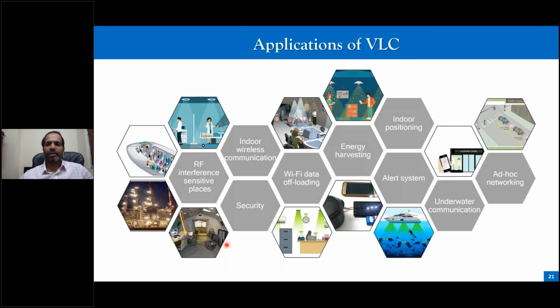Applications of visible light communication, there are many. You can use it for indoor wireless communication. You can use this in RF interference sensitive places. You can make secure systems using it. You can do some data offloading of Wi-Fi. You can use this for energy harvesting, for indoor positioning, for underwater communication, for ad hoc networking, to make alert systems, and so on and so forth. You can imagine all the applications that you can think about. VLC may find its place somewhere. Okay, so these are various applications of visible light communication.